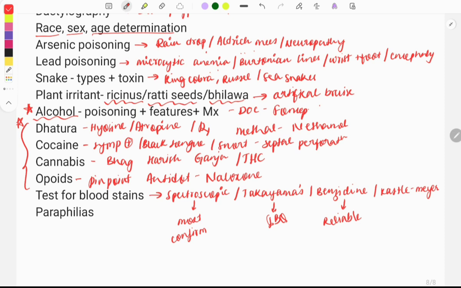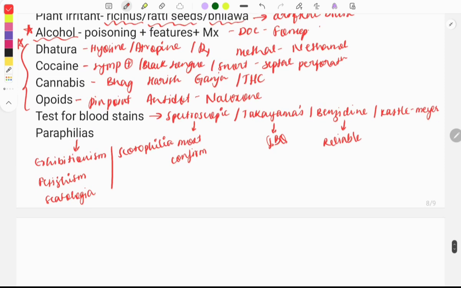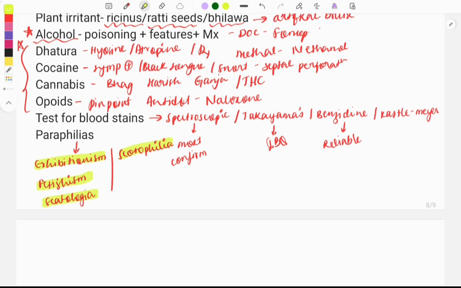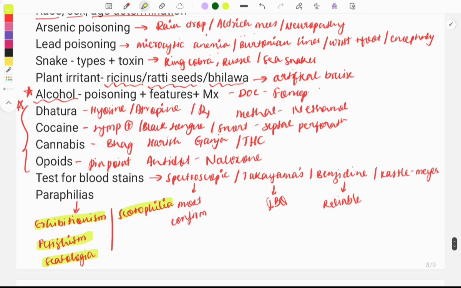Then moving on, let's see certain paraphilias. So questions are asked on paraphilias, like exhibitionism. So you need to know the definition of these paraphilias. Usually definitions are asked. Exhibitionism, fetishism, scatologia, scatophilia, then zoophilia, necrophilia, transvestism. So these are certain paraphilias whose definitions you need to know, and questions are asked describing the case, and they'll ask you to identify which kind of paraphilia it is.